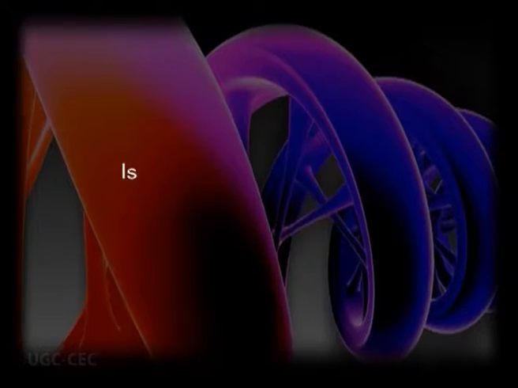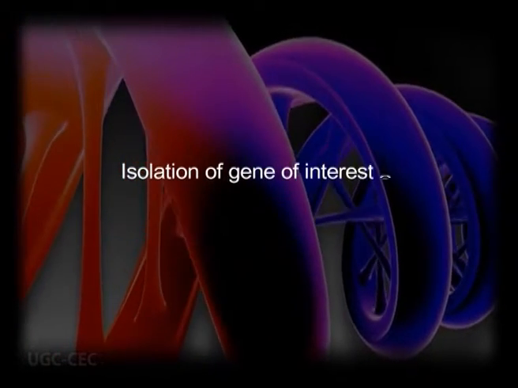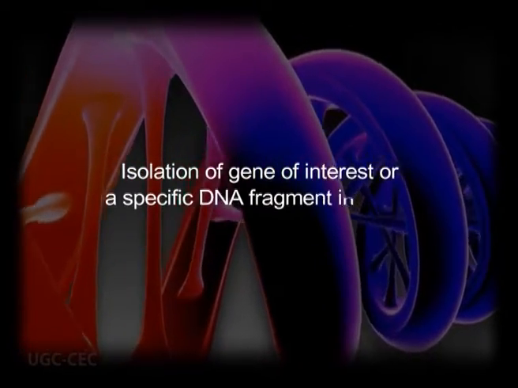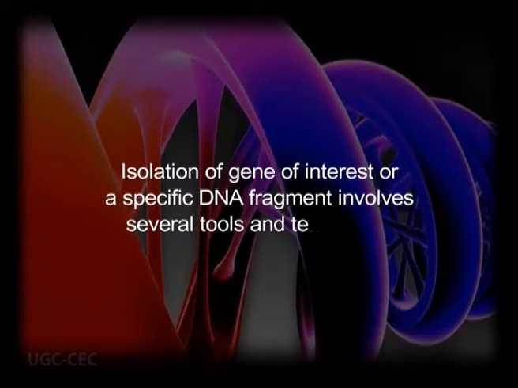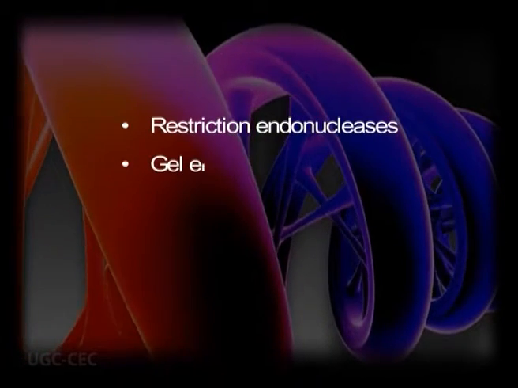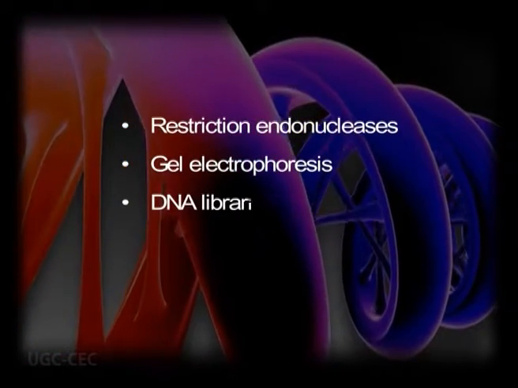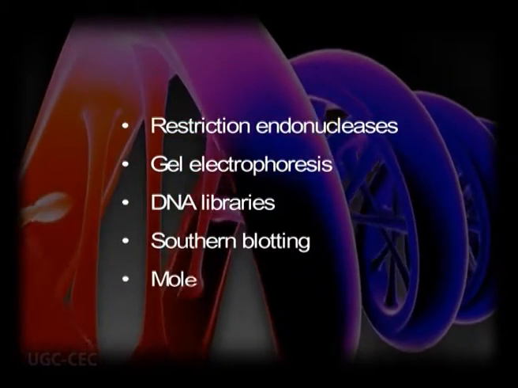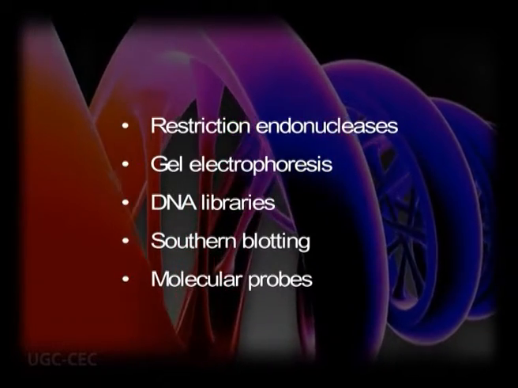Once a gene has been isolated and cloned, there is no limit to the information that can be obtained about the structure and function of that gene. Isolation of gene of interest or a specific DNA fragment involves several tools and techniques such as restriction endonucleases, gel electrophoresis, DNA libraries, Southern blotting and molecular probes.